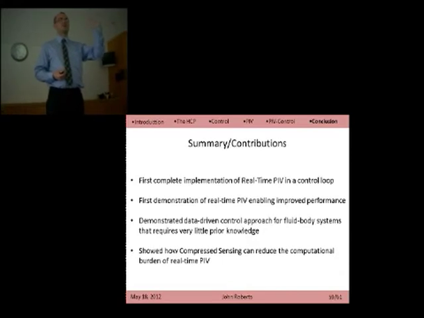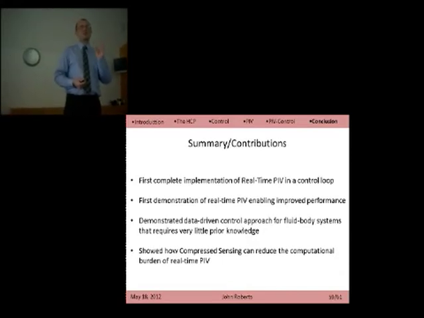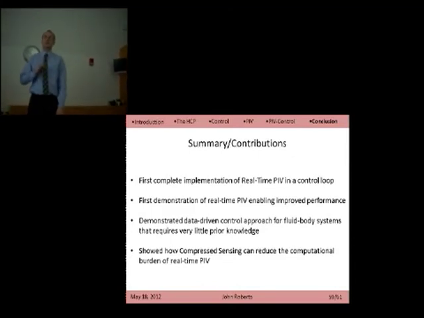But I think it's cool that we've demonstrated that this information really is useful, and that knowing about the perturbation even a little bit later doesn't give you nearly as high performance as knowing about it upstream when the PIV senses it. Then, demonstrating this data-driven control approach with only a little bit of prior knowledge.